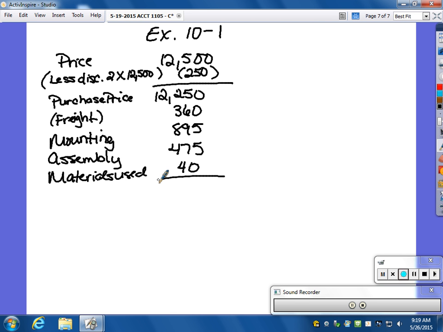So when we add all of these together, it's 12,250 plus 360 plus 895 plus 475 plus 40. What do we get? $14,020. Everybody came up with the same amount? Good.